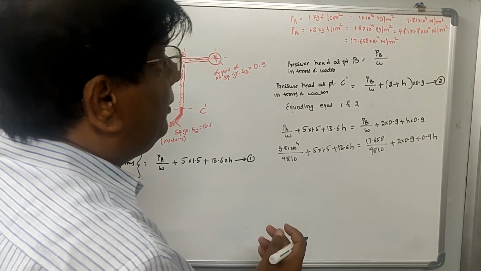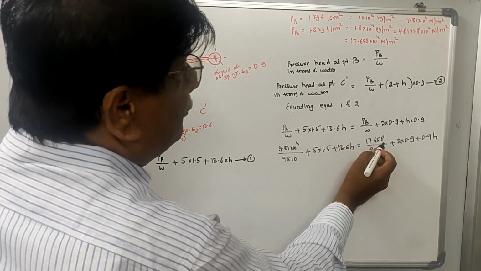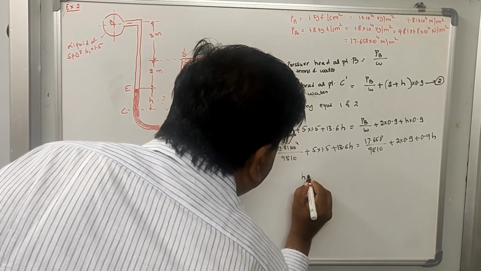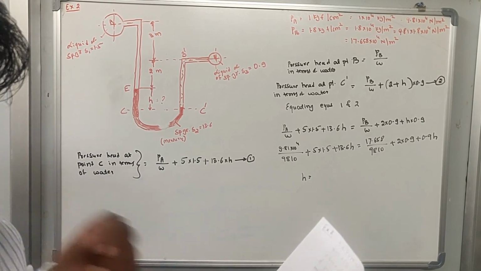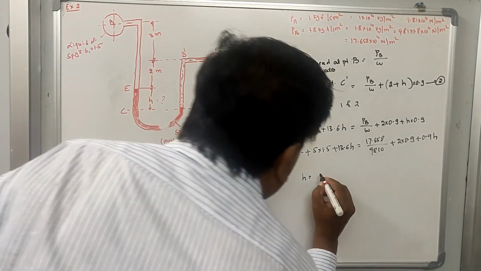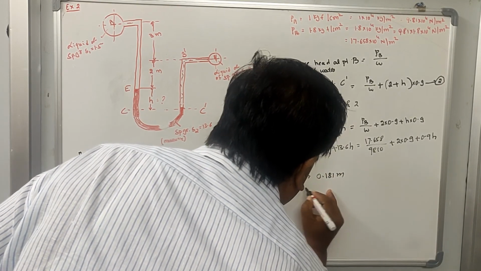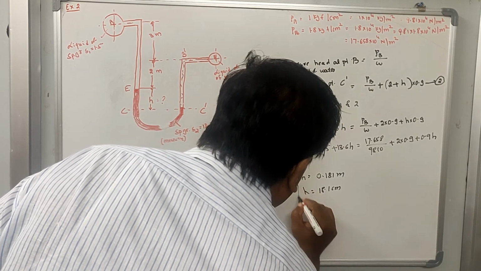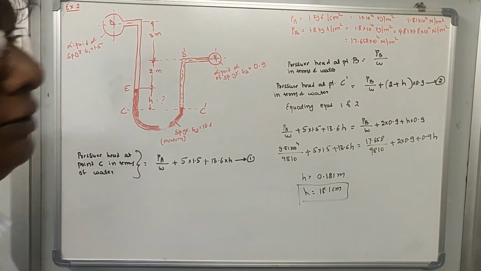Okay, so which is unknown here? Only h is unknown. One equation, one unknown. So you solve this and calculate h. So let us calculate this h. You get h as 0.181 meter, or h is equal to 18.1 centimeter. So this is how you have to solve the problem.